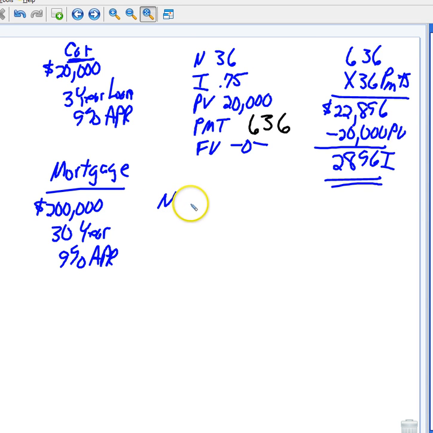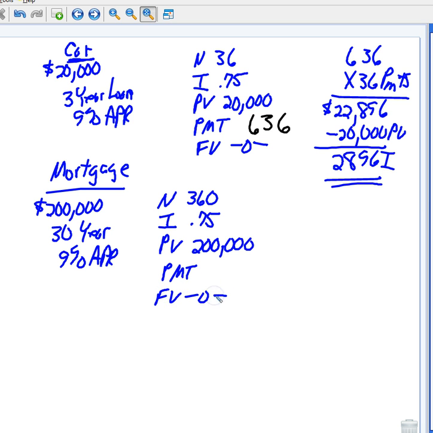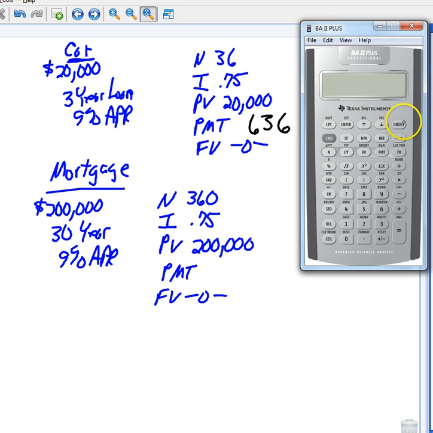So 30 years times 12 would be 360 months. Again, interest rate is going to be 0.75. Present value, we're borrowing $200,000 today. And what would our payment be? No future value, nothing. So let's go to our calculator, clear everything out, and let's see what we get. So this time, n is 360.